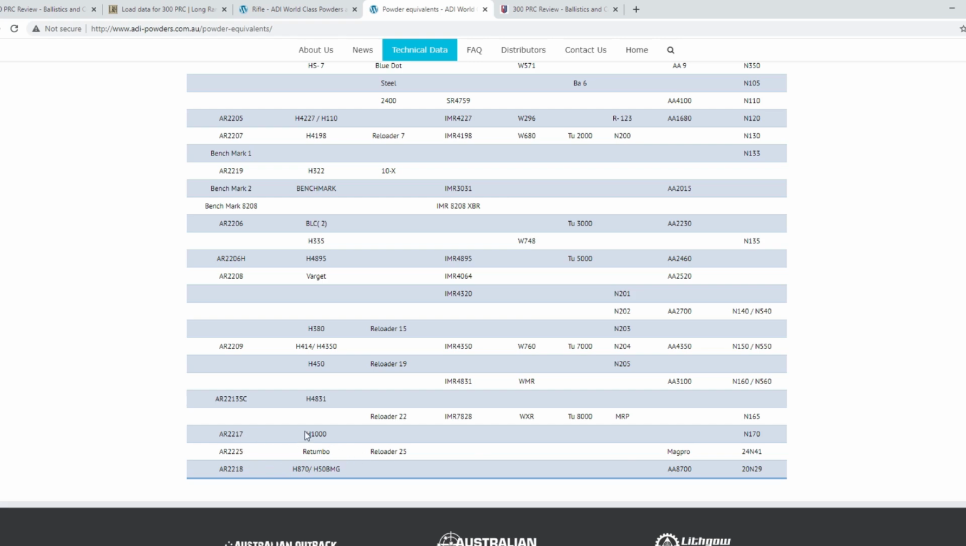The 2217 is the H1000. 2218 is your 50 BMG. You can see how that works for all sorts of loads, whether it's the 2208, the 2209, whatever it is, you get equivalents to be able to work out what powder you've got. Doesn't always match, they're not always there, but it's a good place to start. And some of these other manufacturers also have their powder load charts you can go to as well. So that's how I'm going to work out my load.